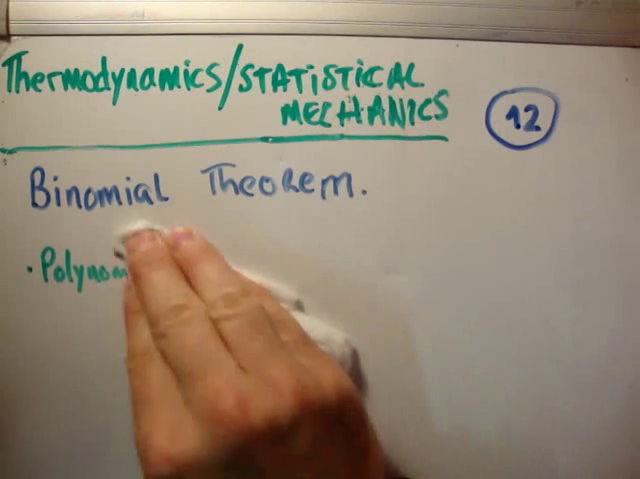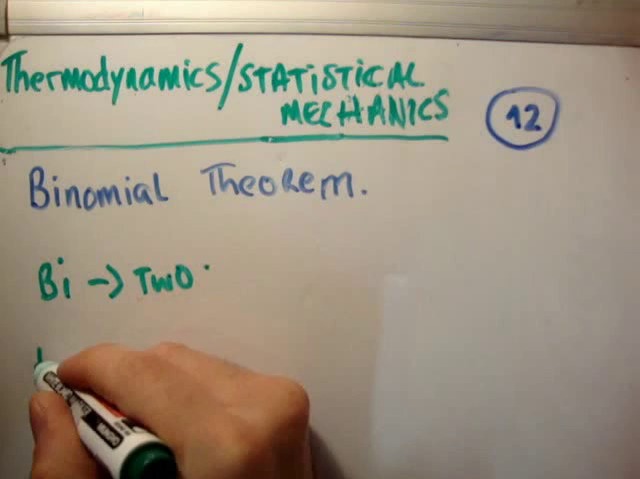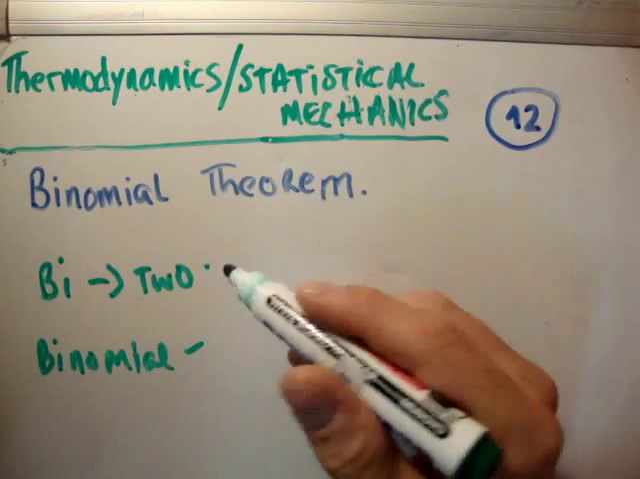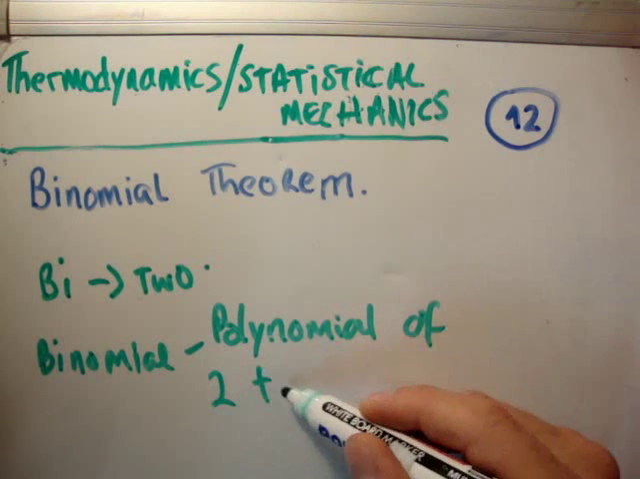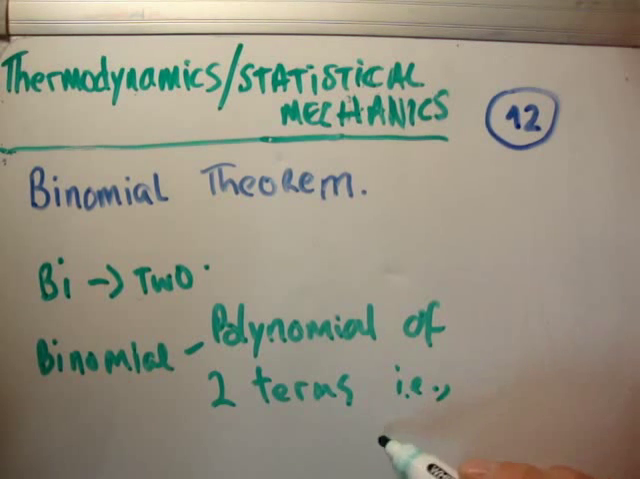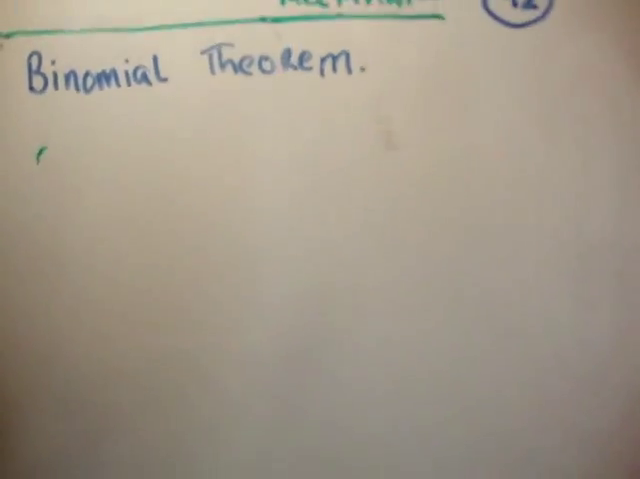Anyway, but what is a binomial? Well, what does bi mean? Bi means two. So a binomial is a polynomial of how many terms? Two terms. I.e. A and B. So a binomial is a polynomial of two terms. So it's basically an expression which has two terms, and the mathematical operators are plus, minus, multiply, or some sort of exponent, but no division whatsoever. And if that's the case, then you have a polynomial of two terms, making a binomial.